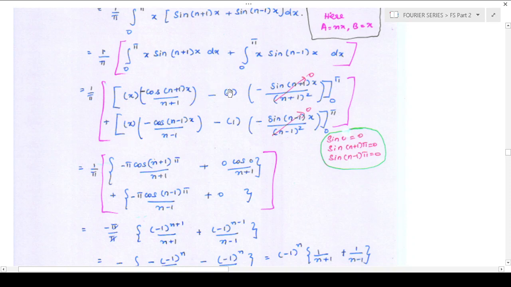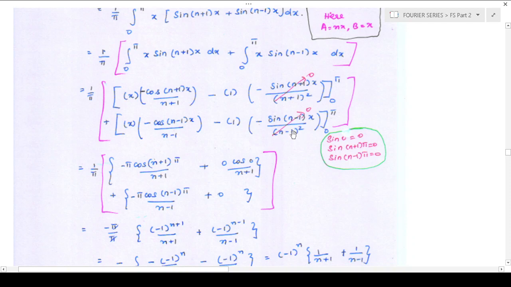So x, differentiate x, u dash is 1. Integrate this: minus cos n plus 1 into x divided by n plus 1. Cos integration is plus sin n plus 1 into x divided by n plus 1. Already minus 1 by n plus 1 is there, so minus 1 by n plus 1, the whole square, it will become. Here also the same, instead of n plus 1, it is n minus 1 into x. If you put x as u, it will be x. U dash is 1. If you integrate, minus cos n minus 1 into x by n minus 1. Again if you integrate it, it will be minus sin n minus 1 into x divided by n minus 1 the whole square.